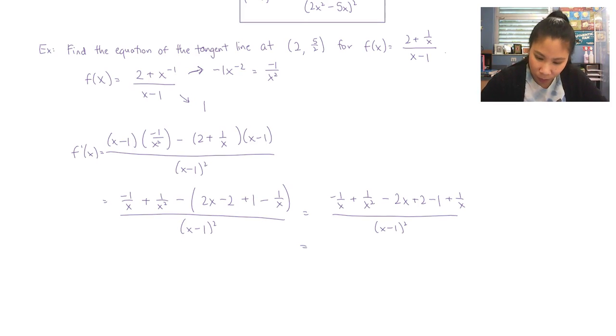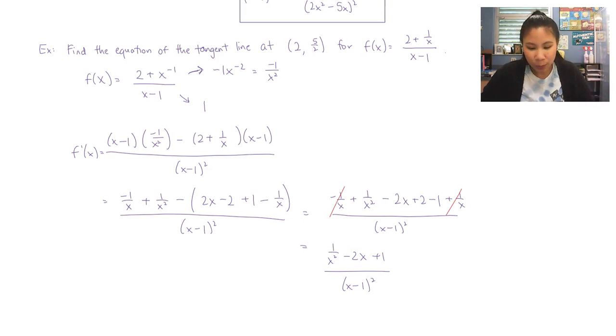So then I end up with things canceling, my favorite. Okay, I think that's it. But still, I have the 1 over x squared minus 2x plus 1 over x minus 1 squared. At this point, I know I have complex fractions and I should simplify more. However, because my final answer is going to be the equation of the tangent line, I'm just using the derivative to find the slope. So if I can, instead of simplifying more, I'll just use this to plug in my x value to find the slope.